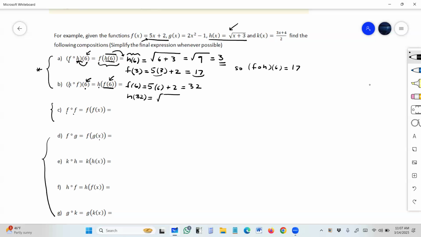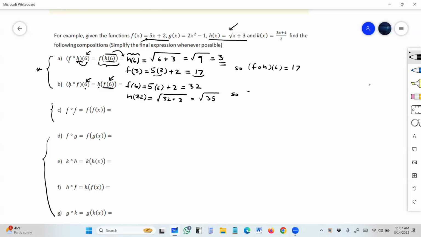Well, the function is just the square root of x plus 3. But I already know what x is. It's 32 plus 3, so this is the square root of 35. And I cannot simplify that. It's just 7 times 5. Both are prime, so I can't simplify the radical. So the answer is radical 35.